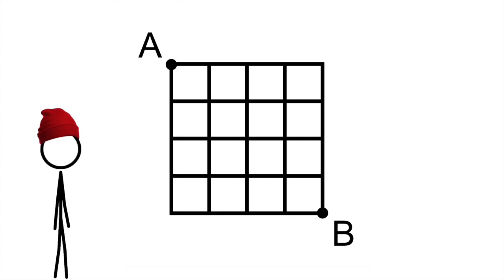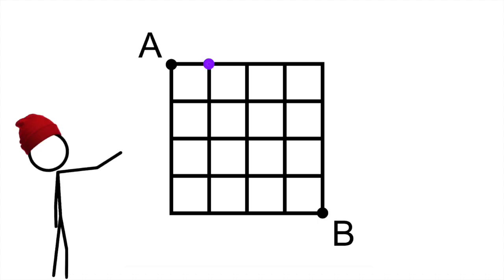Alright, and now we've got everything we need to solve this 4x4 grid case. So we'll start with this point next to A. How many ways are there to get to here from A? Well, that's easy. There's only one way, this one. So I'm going to write 1 here, right next to the point, just so we can keep track. Okay, now we jump to this point underneath A. How many ways are there to get to here from A? Again, there's only 1. So like before, I write 1 next to this one too.